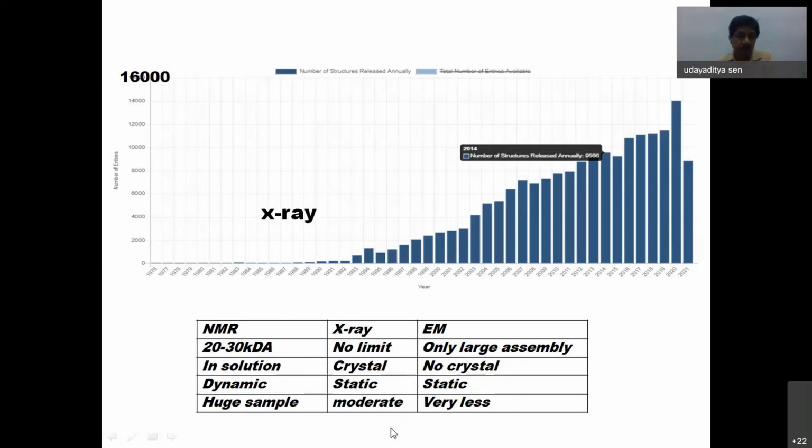Again, in NMR, you can talk about the dynamics of the protein, whereas X-ray and EM structures are static. Again, in NMR, you need a huge amount of sample, in X-ray you need a moderate amount of sample, and in EM you need a very small amount of sample, and this is very useful in the case of membrane proteins, because the yield is very low and the membrane protein size is very large. So this is mostly the choice of EM with membrane proteins, and the structures we see in EM are mostly membrane protein structures.